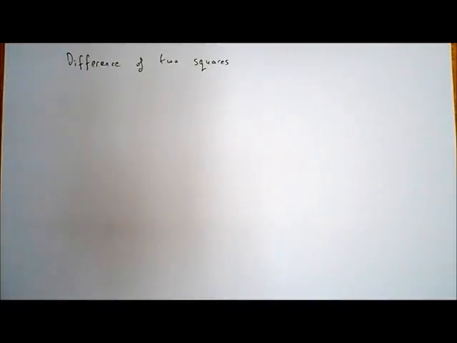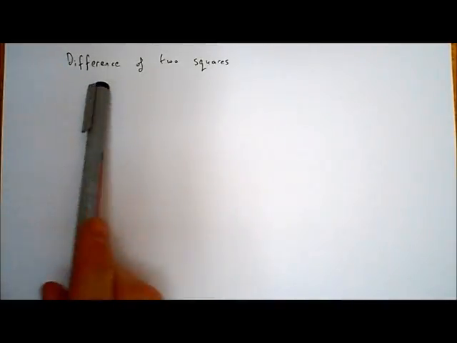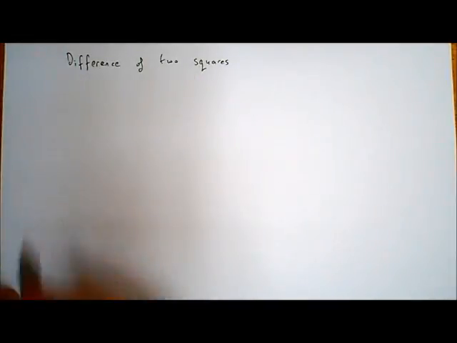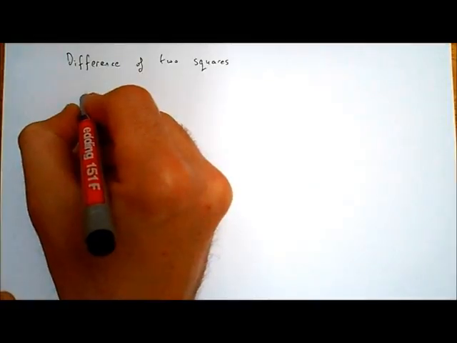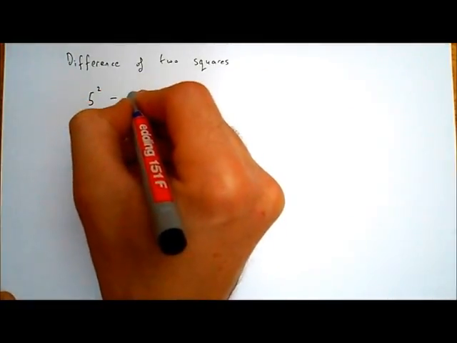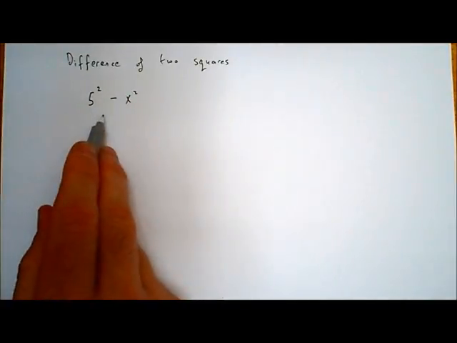So we know from the previous video what a difference is, and now we're going to have a look at the difference of two squares. A difference of two squares is just when I've got something written down like this: say, something squared minus something else squared. So it's a difference. It's called a difference of two squares.